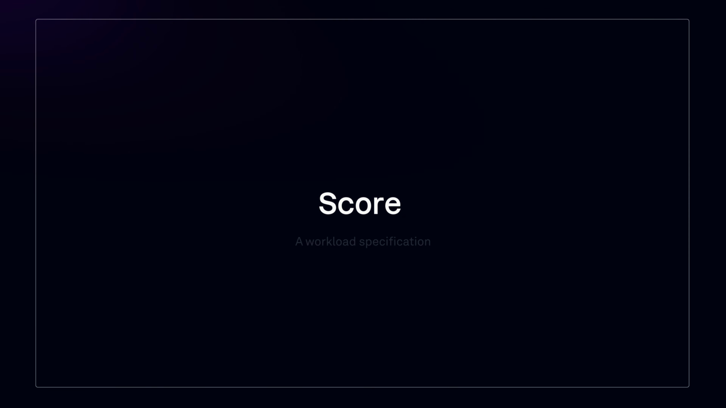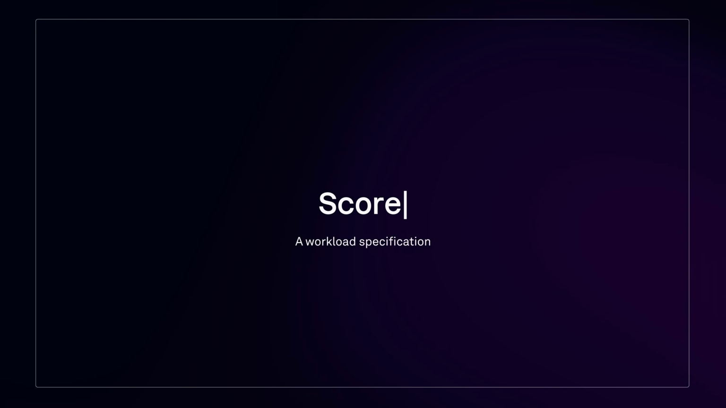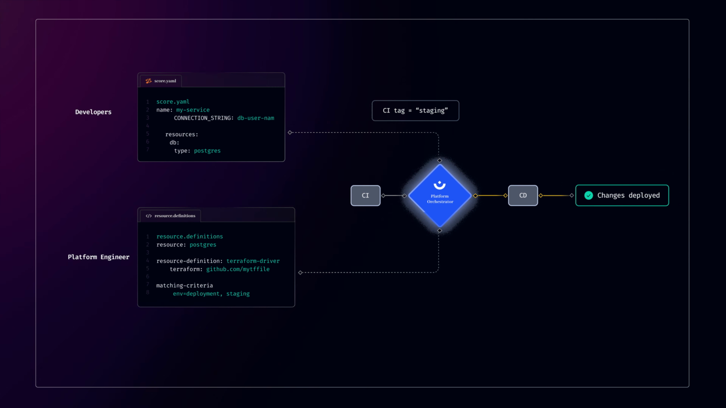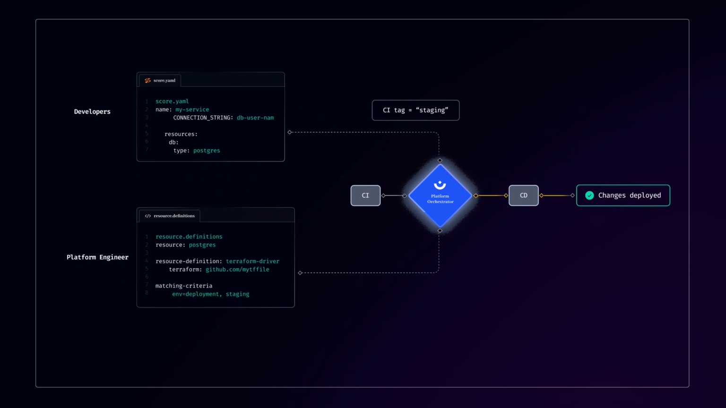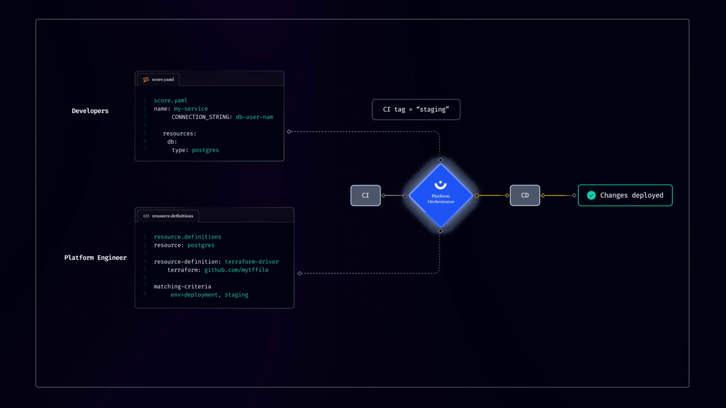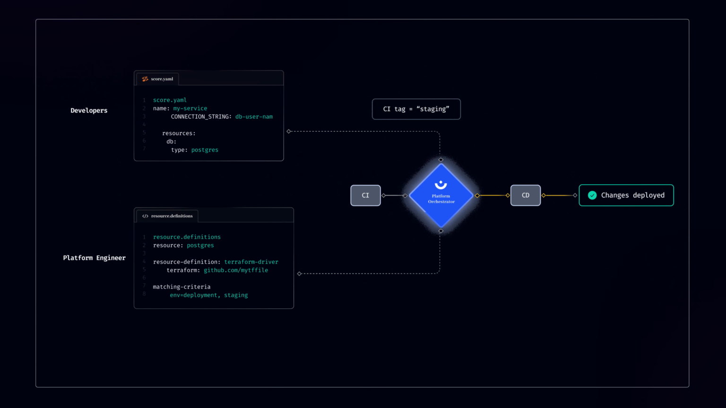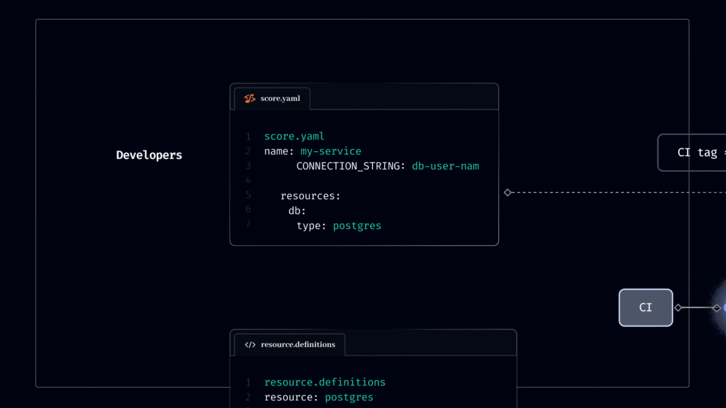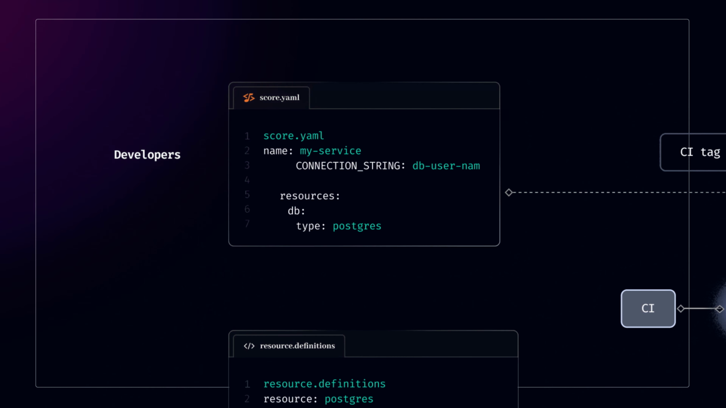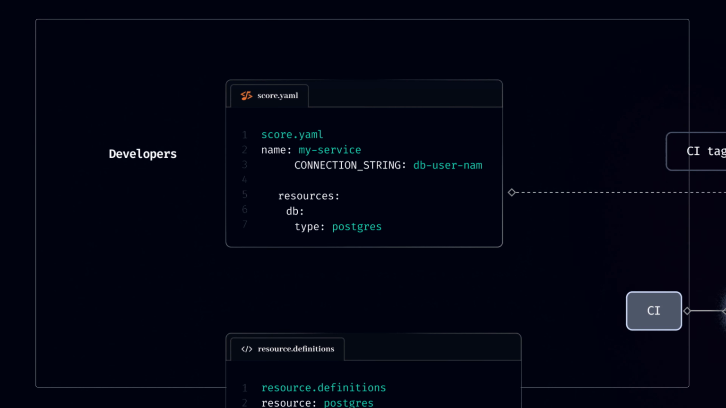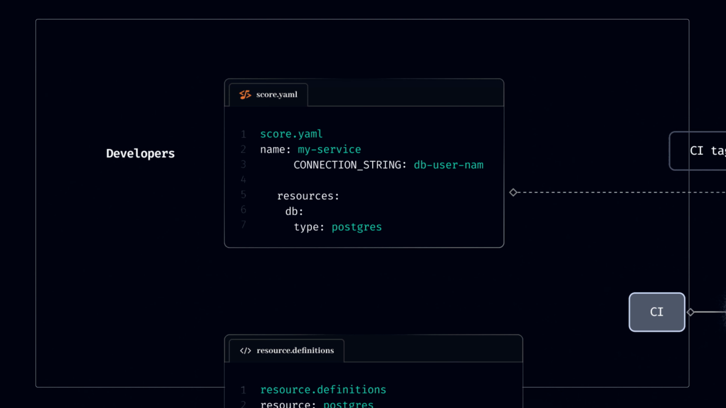First, we have Score, a workload specification. That's the recipe with which developers describe how their workload relate and connect to dependent resources. There is exactly one of those recipes for each workload, and they work across every environment. Score simply sits next to your workload code, which enables developers to keep a fully code-based flow. Score is open source and used by a large community of users.